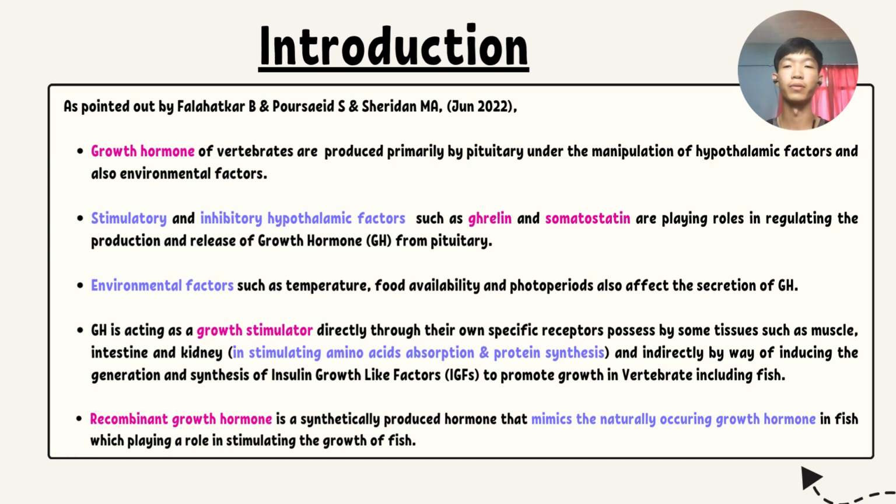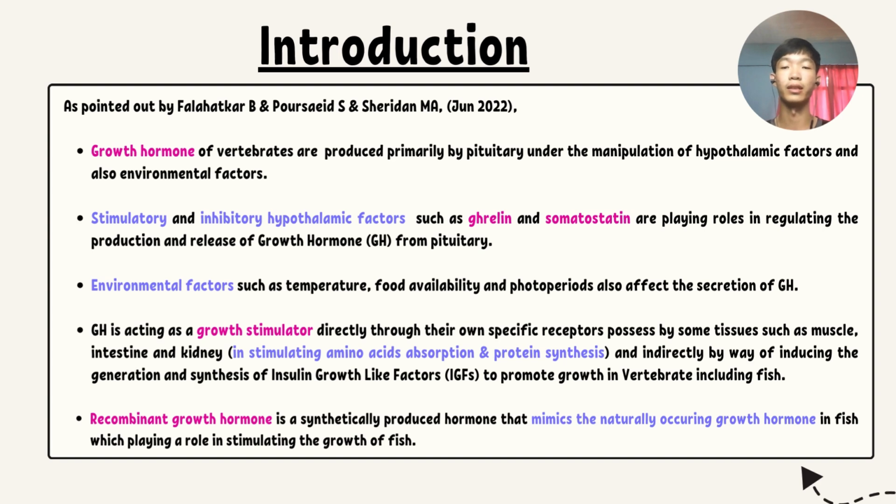The growth hormone of vertebrates is produced primarily by the pituitary under the manipulation of hypothalamic factors and also environmental factors. Stimulatory and inhibitory hypothalamic factors such as ghrelin and somatostatin play roles in regulating the production and release of growth hormone from the pituitary. Environmental factors such as temperature, food availability, and photoperiods also affect the secretion of growth hormone.